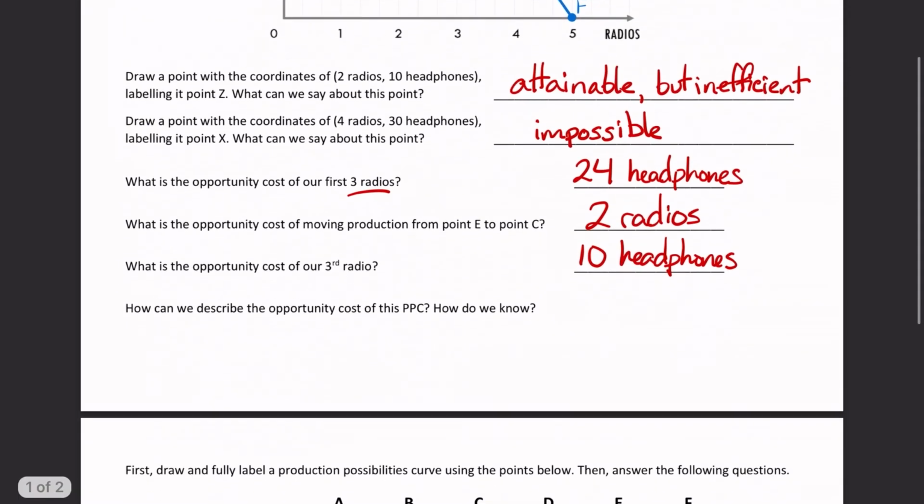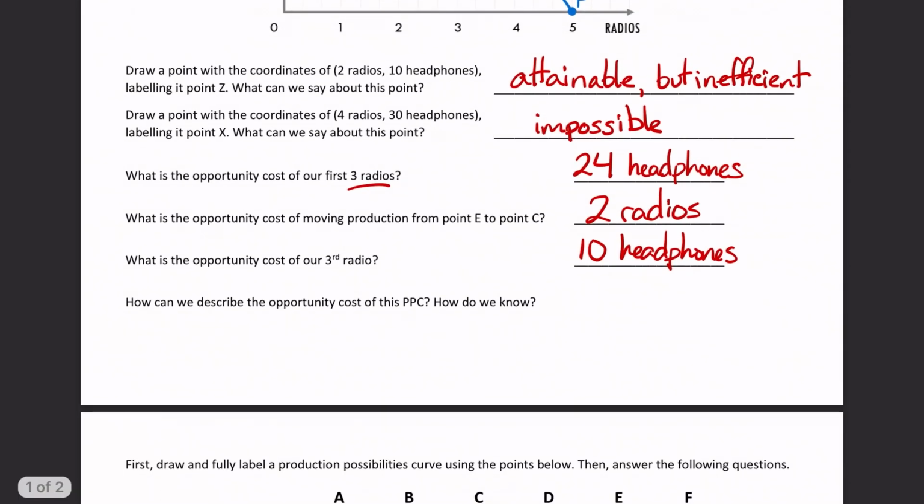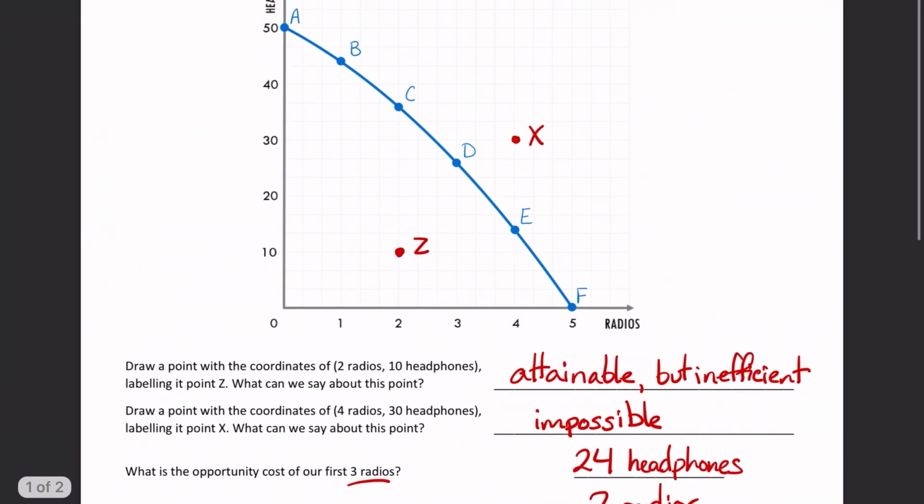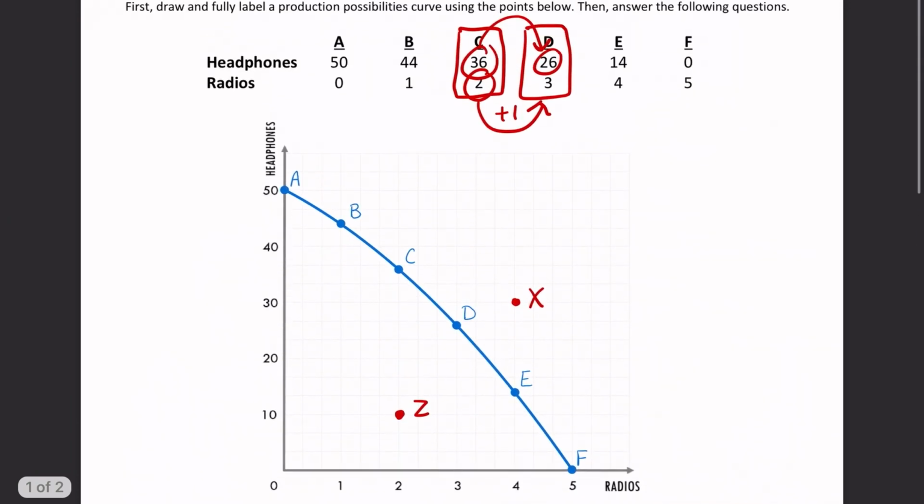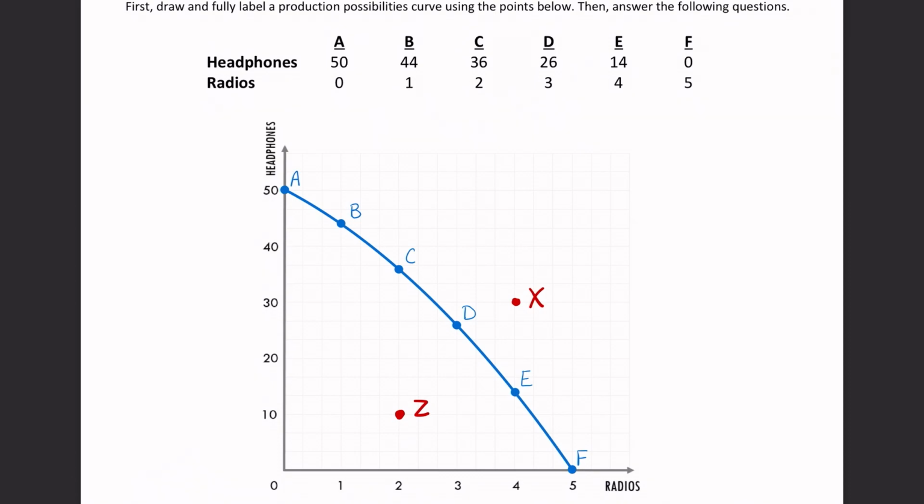All right. How would we describe the opportunity cost of this production possibility curve? Well, looking at it graphically, we can tell it's not quite linear. It does bow out a little bit, but it does so for a very important reason.